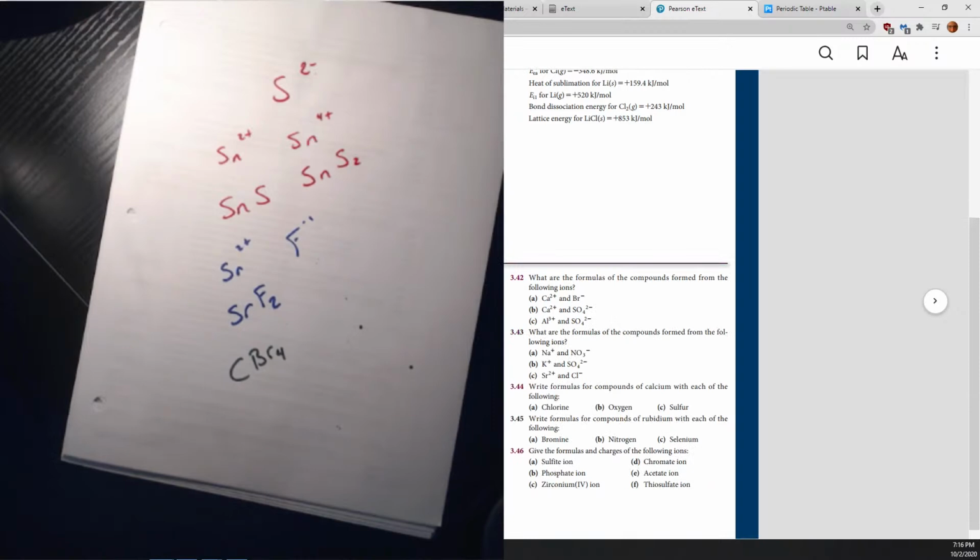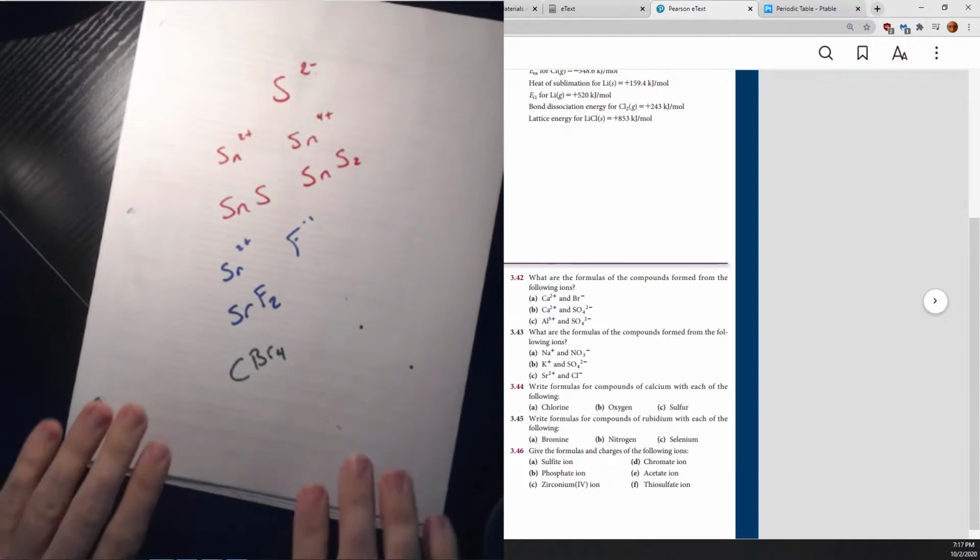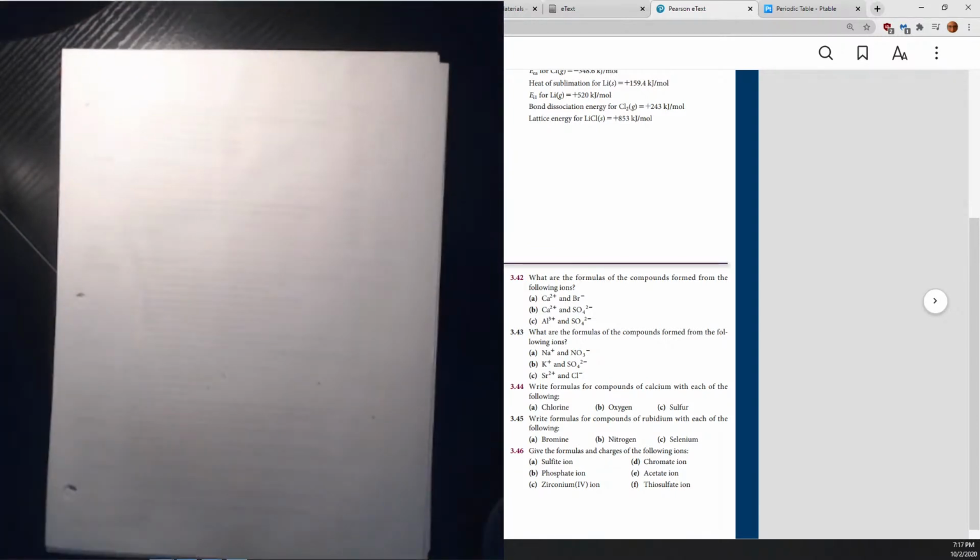All right, 38. Write the formulas for the following binary compounds. A, potassium chloride. Oof. I must have slept funny. My back is bugging me.